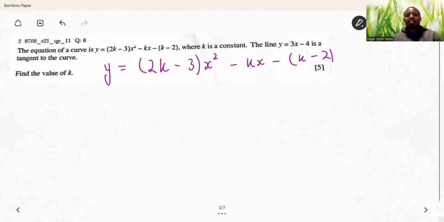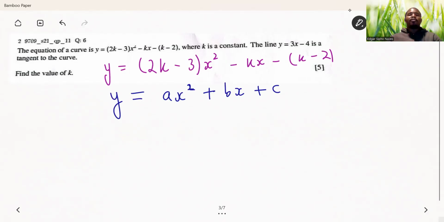So if you look at this equation, it might look intimidating, but it's really an equation of a parabola because it's in this form. It's a quadratic form. It's got a coefficient in x squared, a coefficient in x, and a constant. Right. So when they gave the equation of the curve and they gave you the tangent line, then they say find the value of k.